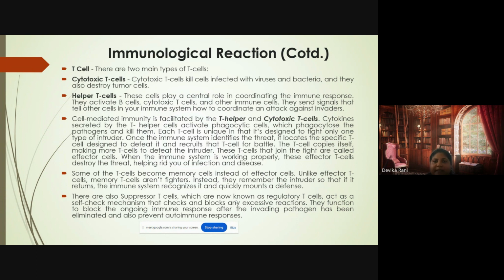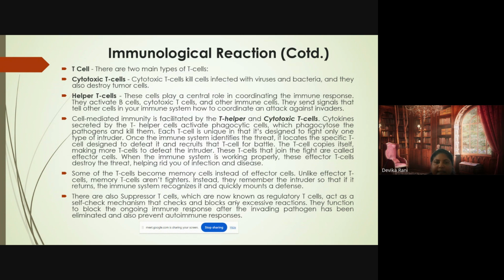Once the immune system identifies the threat, it locates a specific T cell designed to defeat it and recruits that T cell for battle. The T cell copies itself, making more T cells to defeat the intruder. So that is how they increase in numbers. These T cells that join the fight are called effector cells. When the immune system is working properly, these effector T cells destroy the threat, helping rid you of infection and disease. Now, some of these T cells become memory cells instead of effector cells.